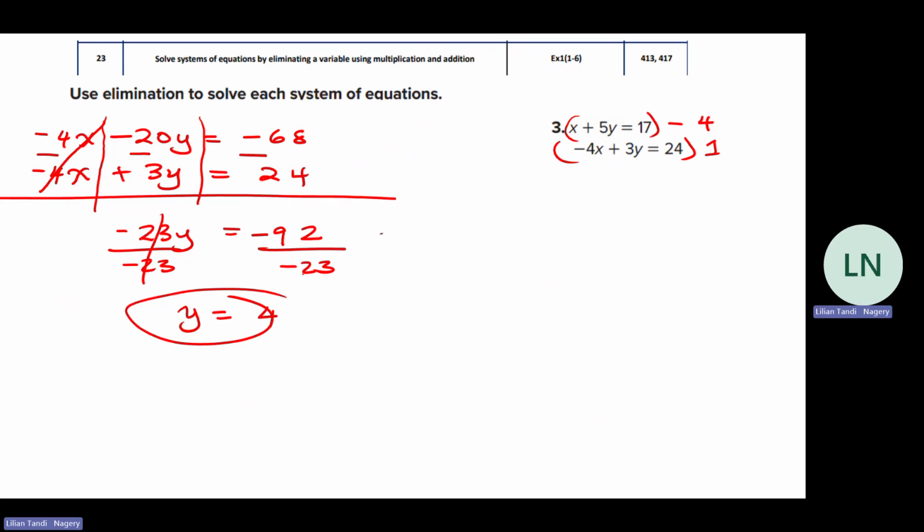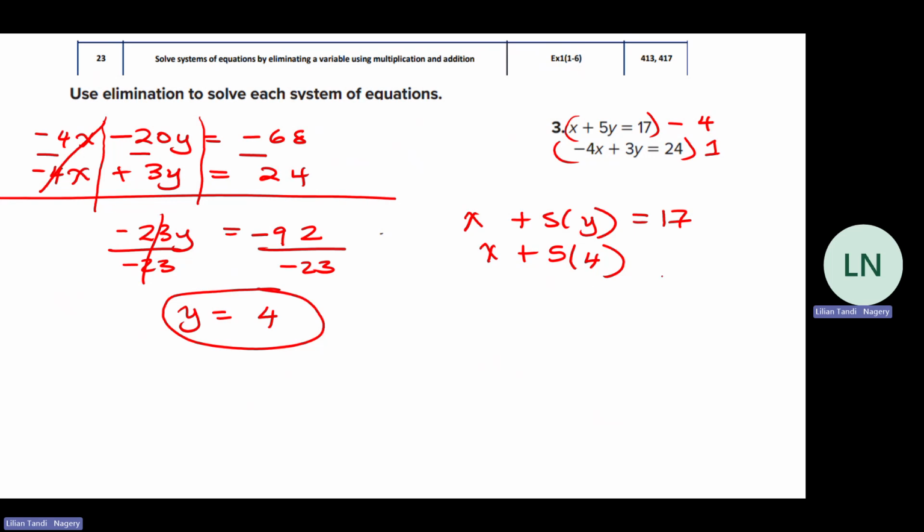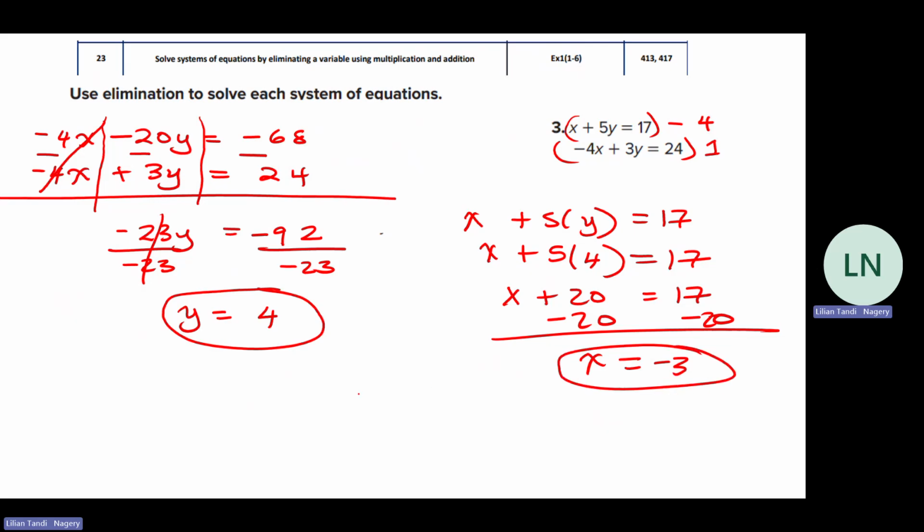I will use the first equation to find x. X plus 5 parentheses y equals 17. X plus 5 parentheses 4 equals to 17. X plus 20 equals to 17, minus 20, minus 20. X is negative 3. Negative 3, 4. And you box your answer.